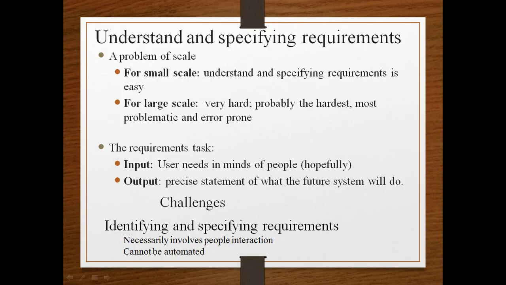Now we need to understand and specify the requirements. A problem of scale is, for small scale, understanding and specifying requirements is very easy, but when the scale grows high it becomes very difficult and probably the hardest, most problematic and error prone thing. The requirement task is, first, to understand the input, that is what is there in the mind of the user. Okay, output, you have to be very precise in the statement of what the future system will do.